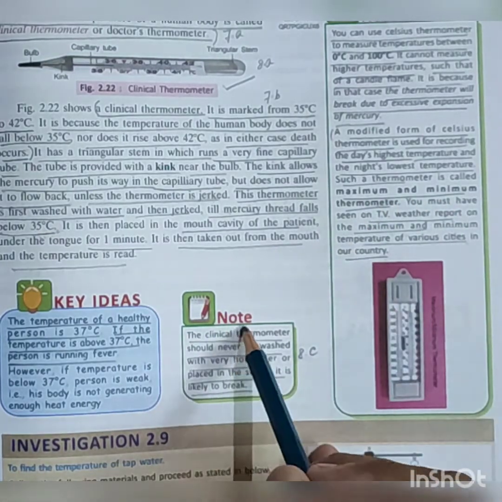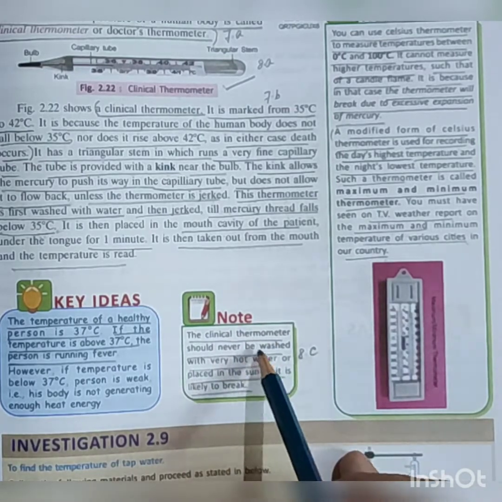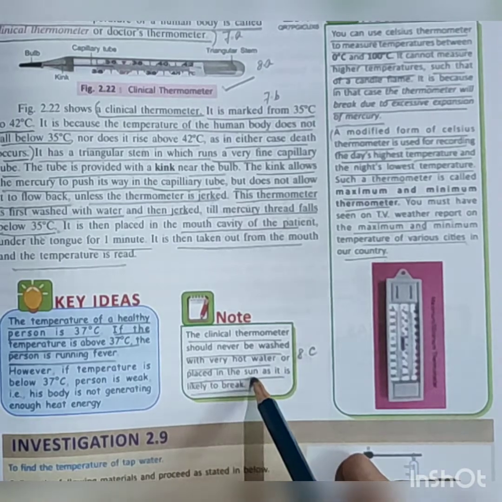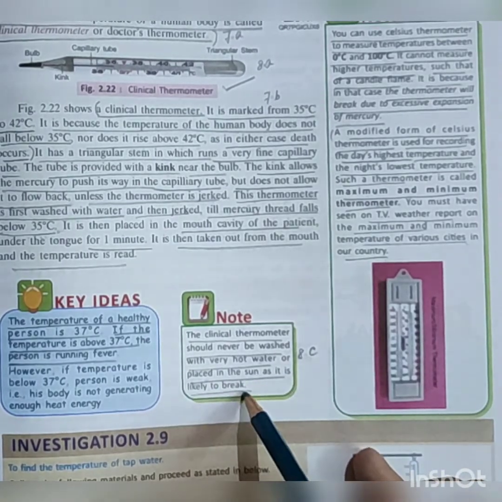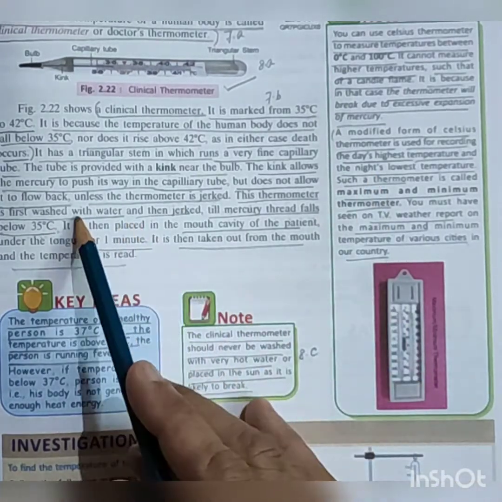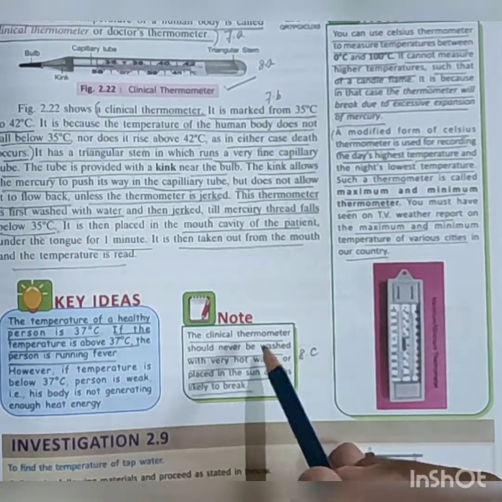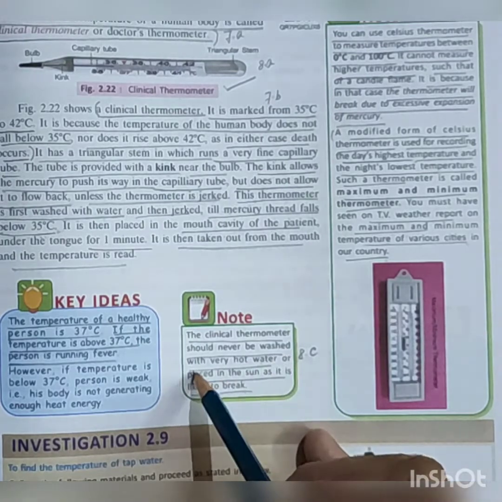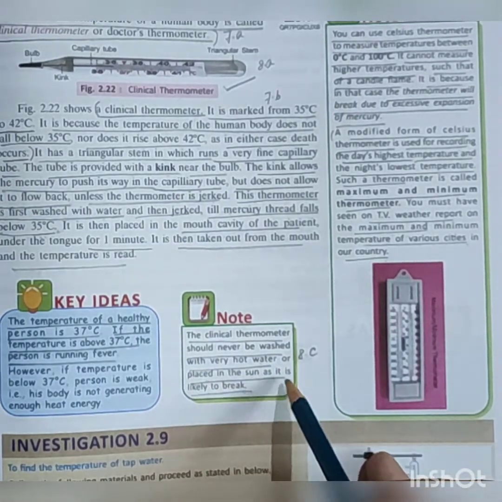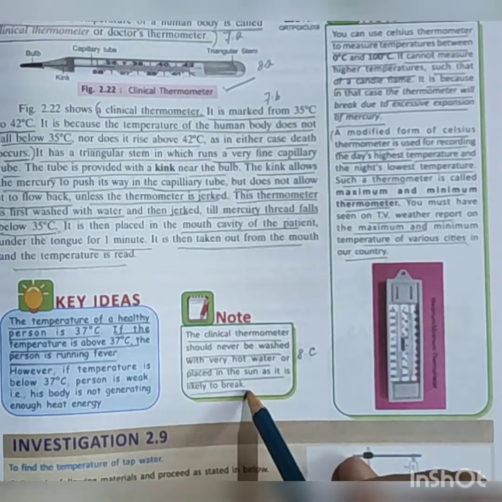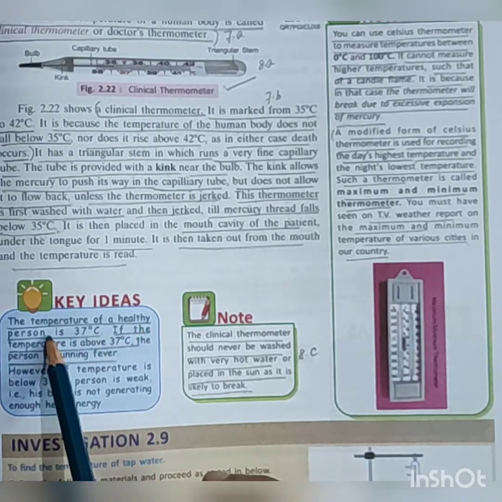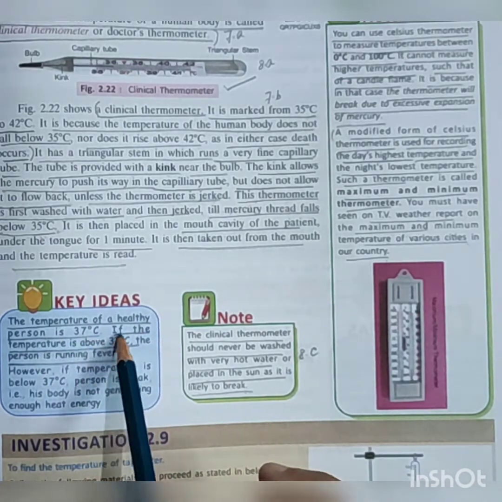And one thing we must keep in mind is that the clinical thermometer should never be washed with very hot water or placed in the sun, because it is likely to break. If you want to wash it, first wash it in normal water. We should not wash it with very hot water or place it in the sun as it is likely to break. And we know that the temperature of a healthy person, the temperature of a human body, is 37 degrees Celsius.